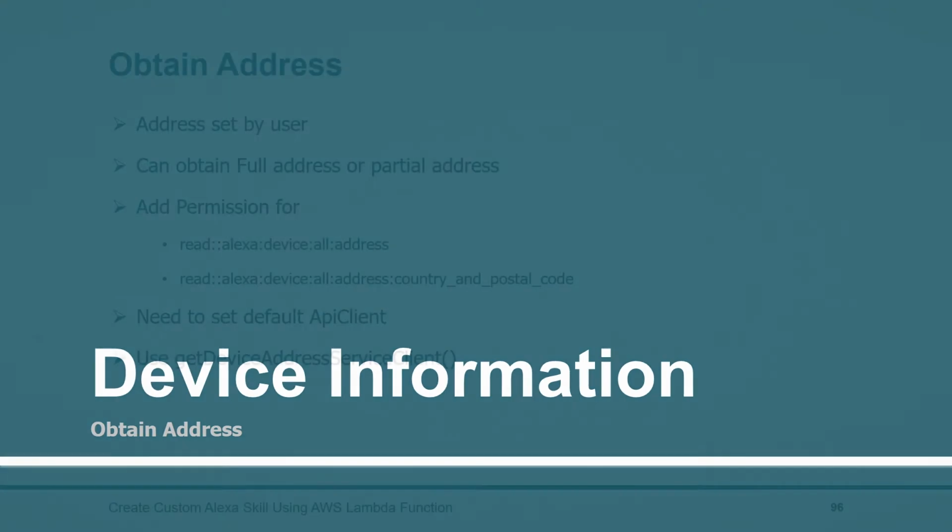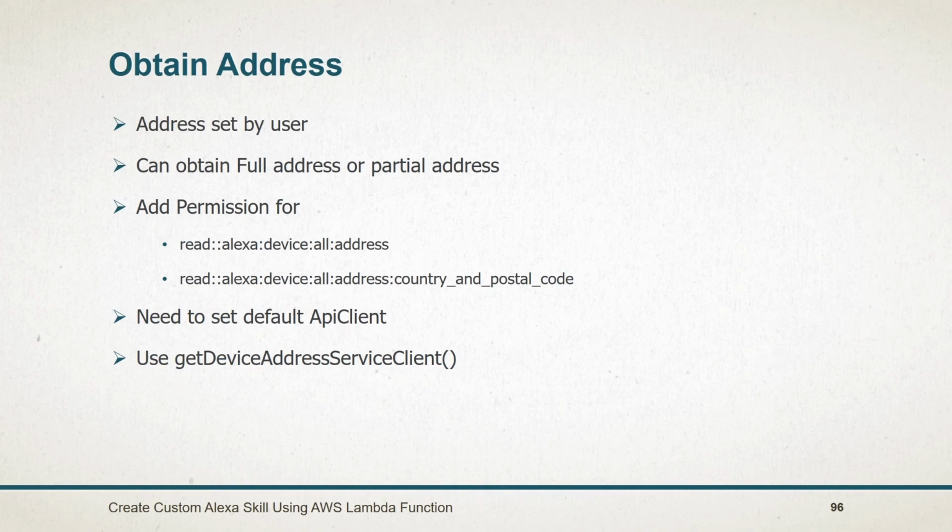In this session, we will obtain device address. Note that using Alexa, we cannot obtain the address of the device itself via GPS. It will obtain an address that was entered by the user in the Alexa app or website. We need to add permissions for the address read event.